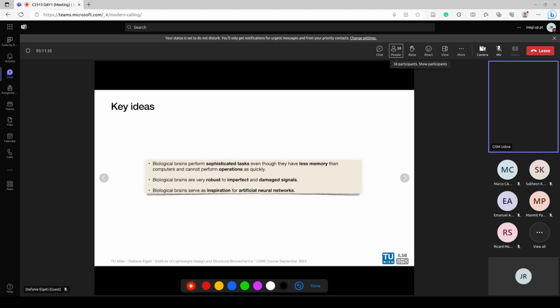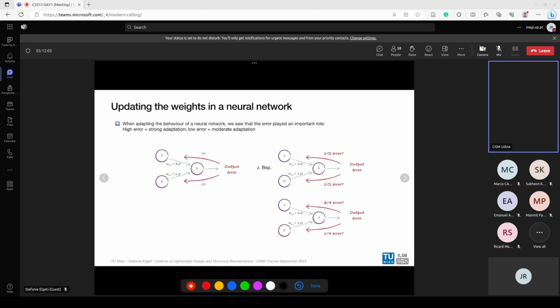And the thing is that biological brains somehow can perform very sophisticated tasks, even though they have less memory than computers and they cannot perform operations as quickly. But somehow they manage. And in fact, they're also very robust to imperfect and damaged signals. And this is why they served as an inspiration for artificial neural networks to try to learn.